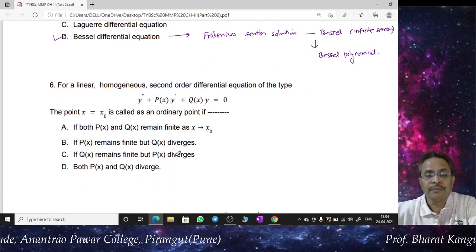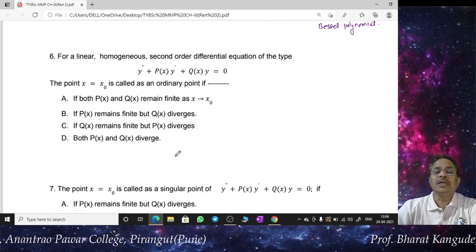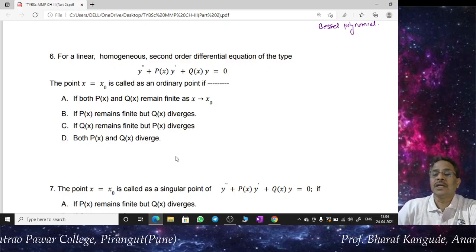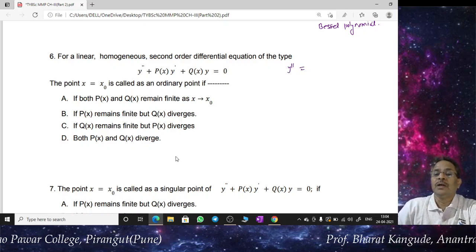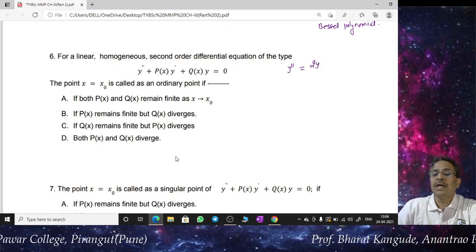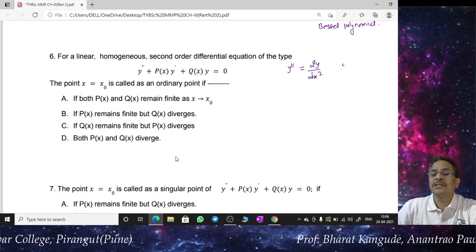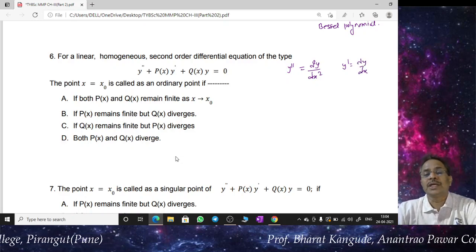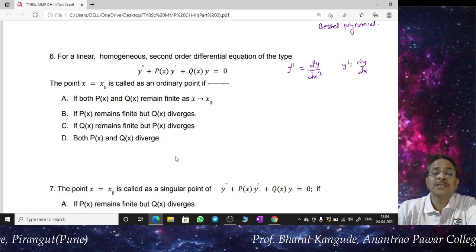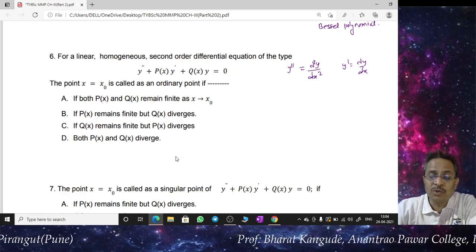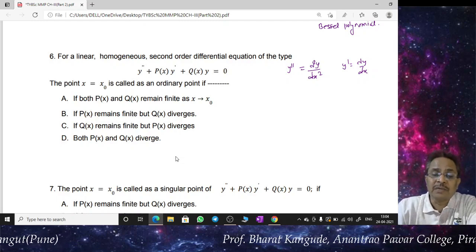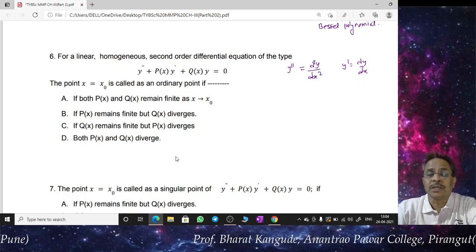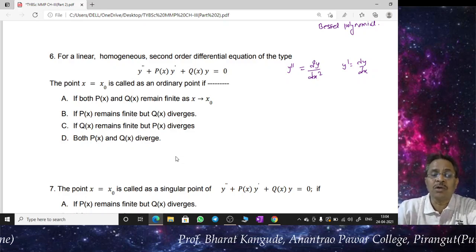For a linear homogeneous second order differential equation of the type y double dash, where y double dash is the second derivative, given by d square y divided by dx square, and y dash is nothing but dy by dx, and so on. So the equation is y double dash plus some function of x, which is called p of x, the coefficient of y dash, plus another function q of x into y is equal to 0. This is the standard format of a linear homogeneous second order differential equation.